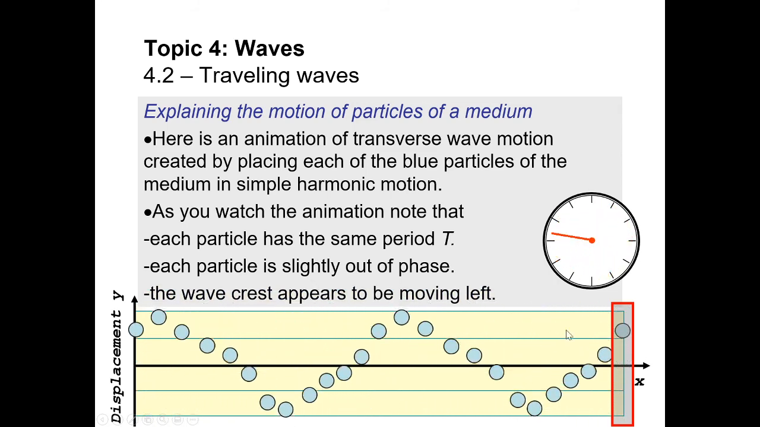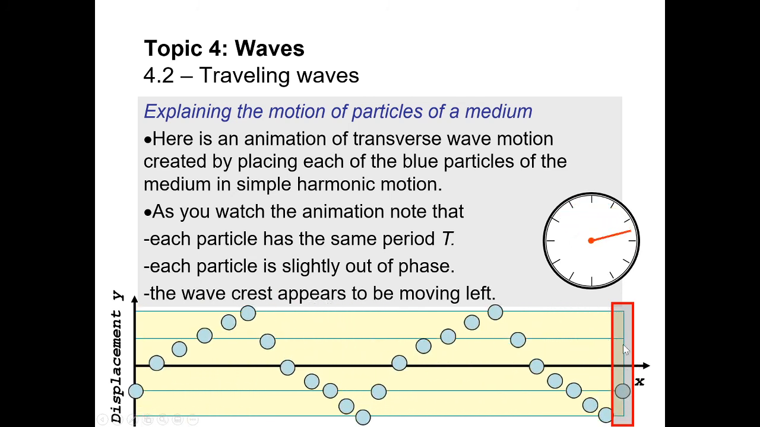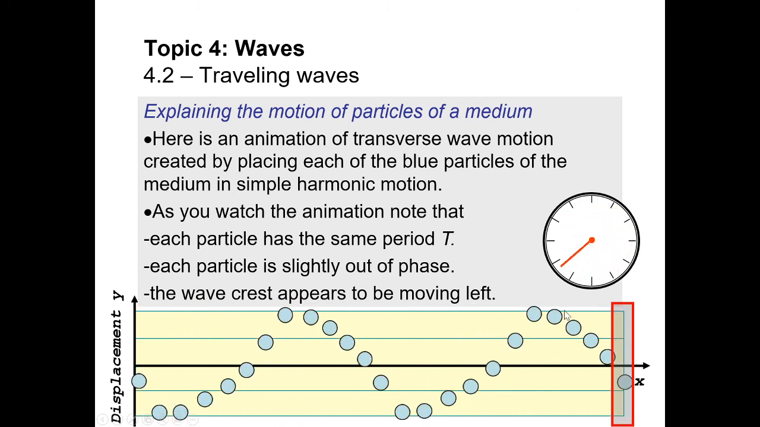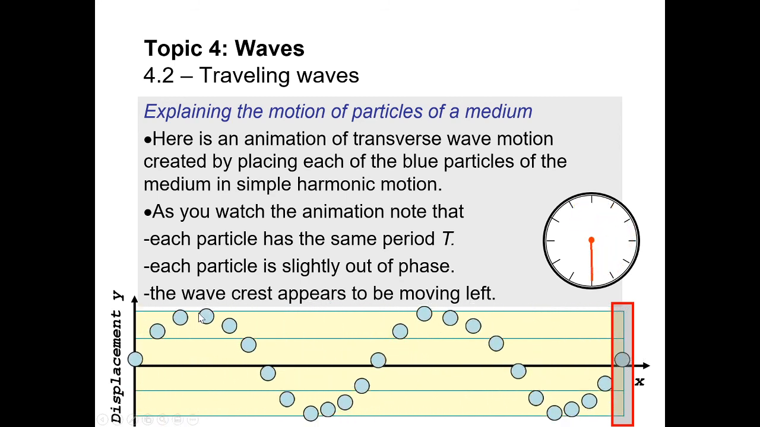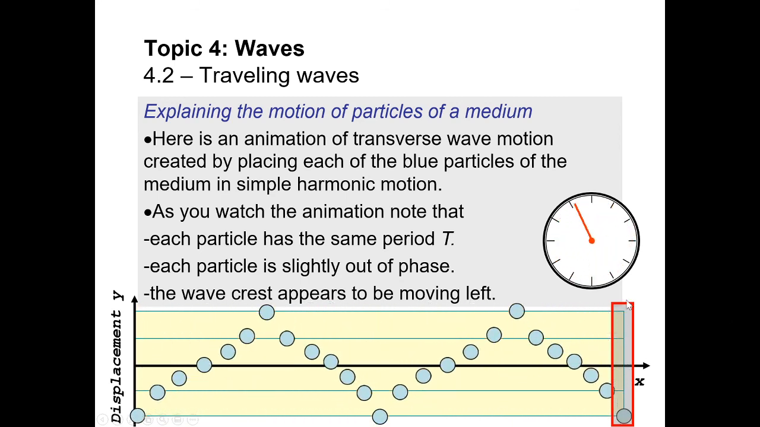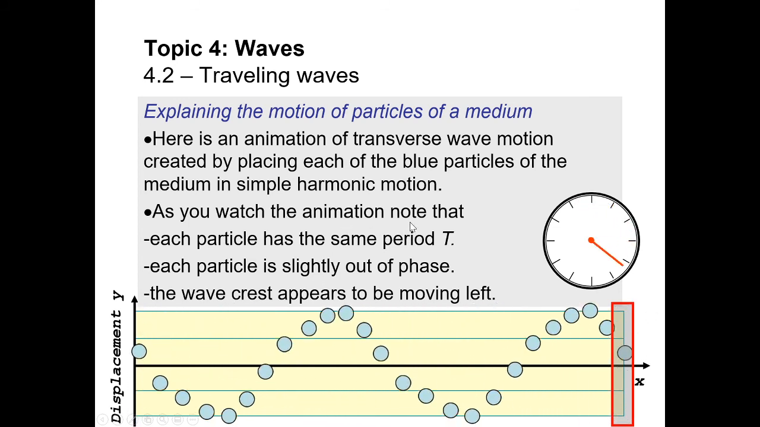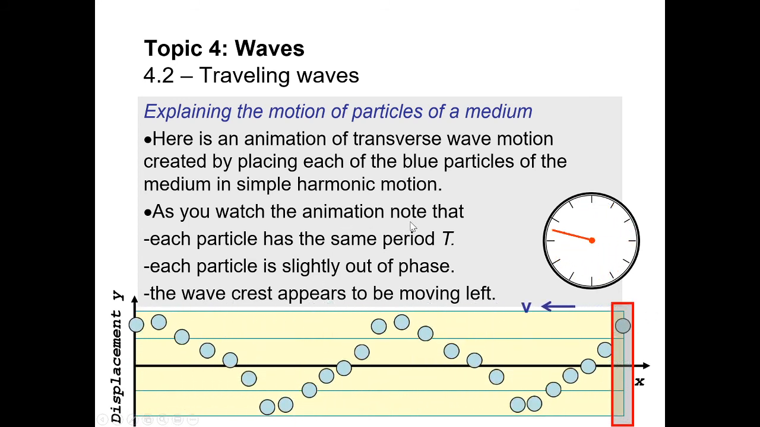Now, how does the wave appear to be moving? Well, let's watch this particle as it hits the top. Now, follow my mouse. Do you notice all of these particles are hitting the top? So what that means is the crest of the wave is moving from right to left. And so the wave looks like it's moving left.